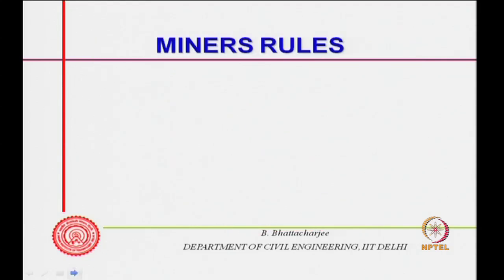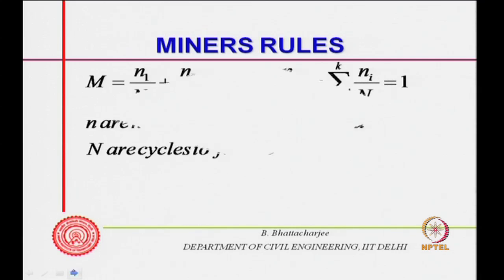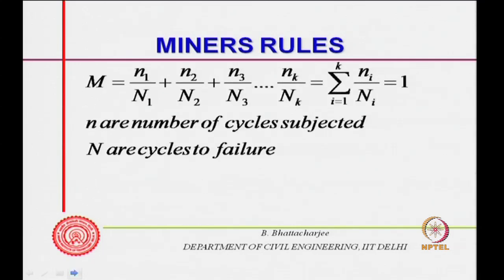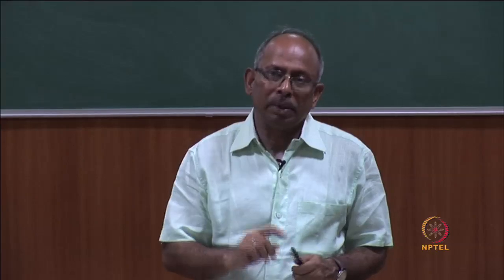Okay, we did not discuss this. There is something called Miner's rule in fatigue. Although we are discussing creep, I would like to come back and discuss this. It is a kind of damage theory, a cumulative damage theory. So, let us say N1 is the number of cycles to failure at a certain stress level, or reversal of stress level, stress level plus reversal.